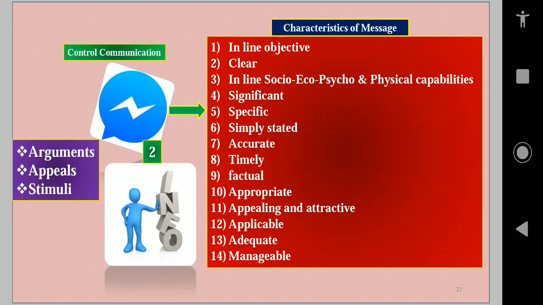And also message should be appropriate to the channel selected. Then it should be appealing and attractive to the audience, having utility and immediate use. Okay, then it should be applicable, a message should be applicable, can apply a recommendation to one's own particular situation. Okay, next is adequate. It should be adequate, combining principle and practices in effective proportion. And it should be manageable. Message should be manageable. It can be handled by the communicator and within the limits of time and resource.